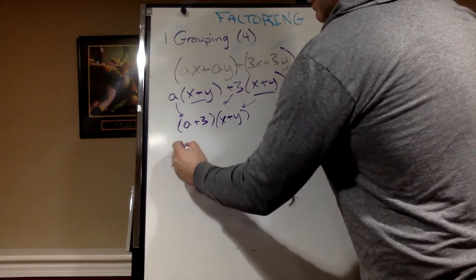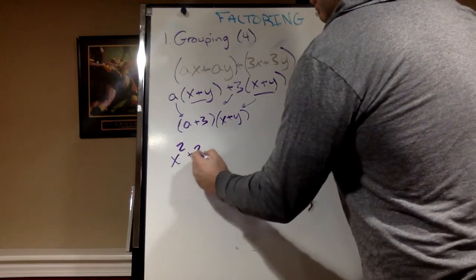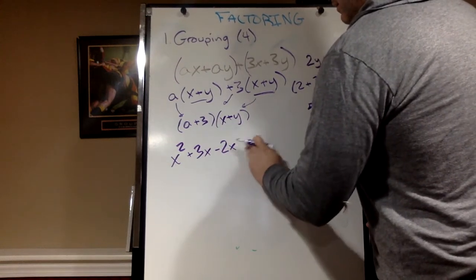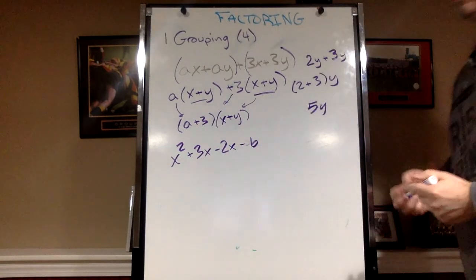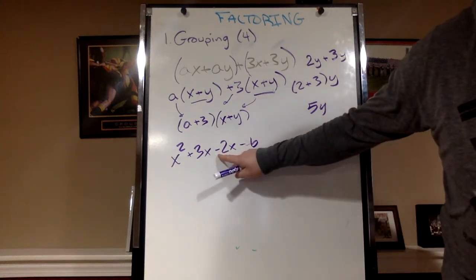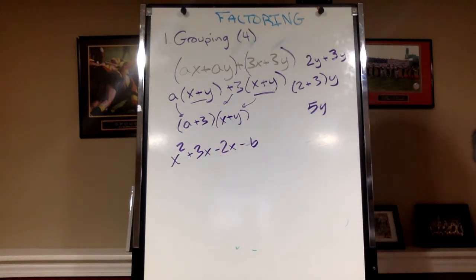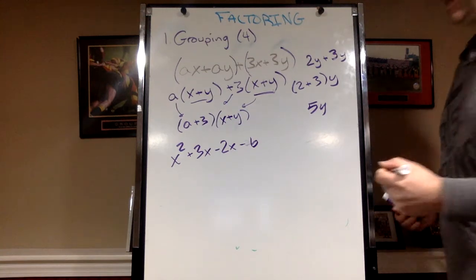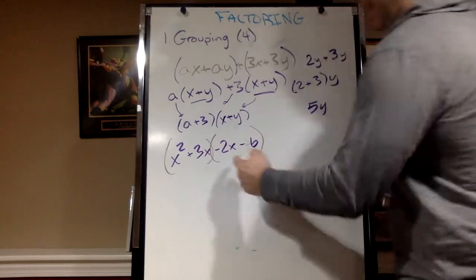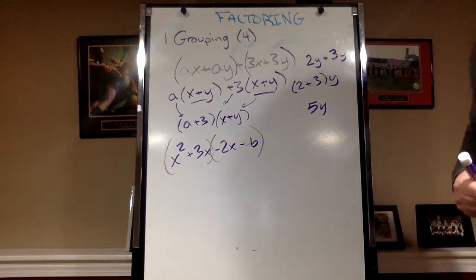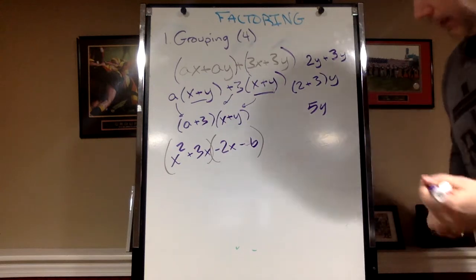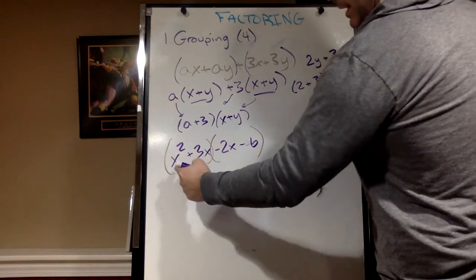Now, they could get a little crazier. Let's look at this one. X squared plus 3x minus 2x minus 6. Same thing, but when I go to group it, watch this minus sign right there. That's where problems happen. When I group them, I'm going to make sure the 2 stays with that negative because the 2 owns the negative.